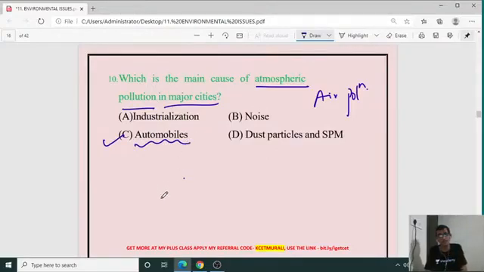So vehicles are going to use fossil fuel like petrol and diesel. The exhaust is going to be there after burning of that fossil fuel in the automobile engines, and that is going to contribute major polluting agents with respect to the atmosphere. So the right answer is C for 10th. Now for the 10th question, C, you are right.